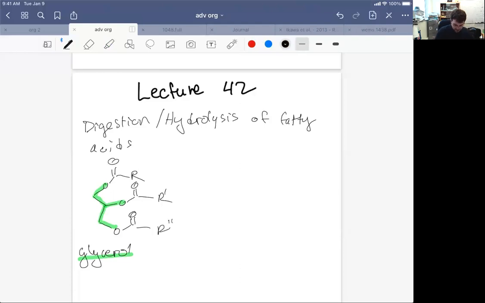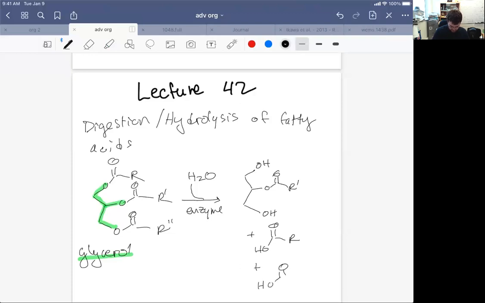Now, what happens is that, catalyzed by an enzyme, we're going to have water come in plus an enzyme to actually hydrolyze or crack open those esters to release aspects of glycerol. So in the figure in the book, they show that the top two esters break to give us a carboxylic acid with R plus a carboxylic acid with R prime. Now recall that these carboxylic acids are fatty acids.